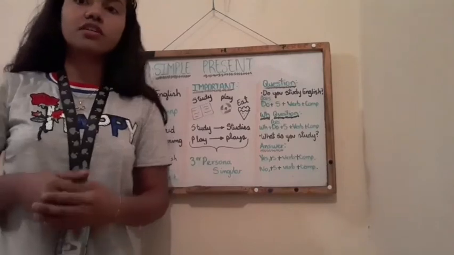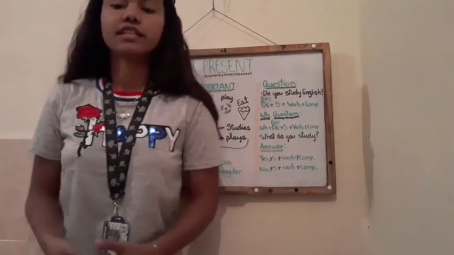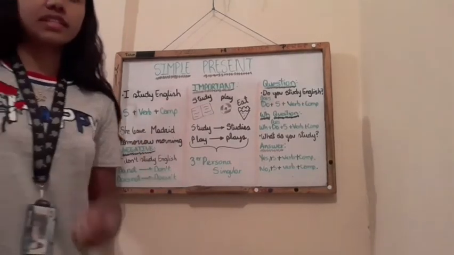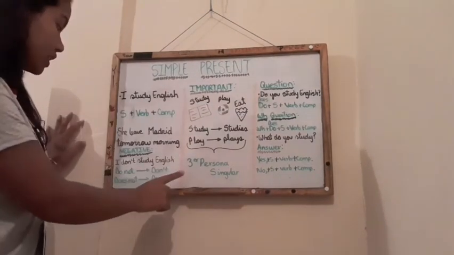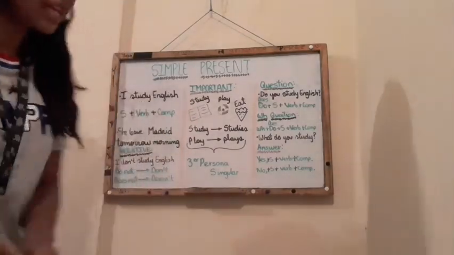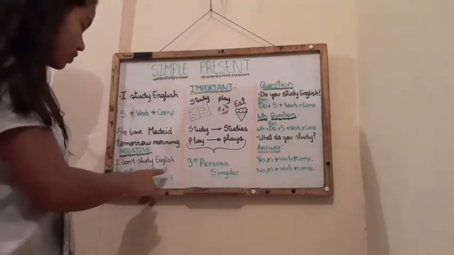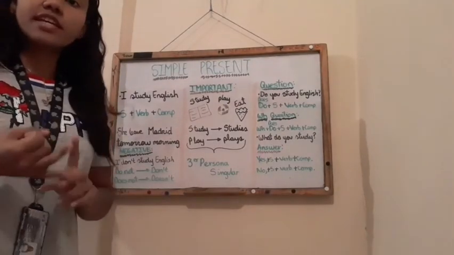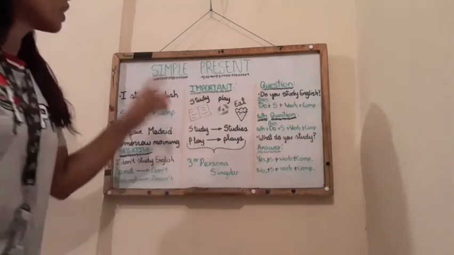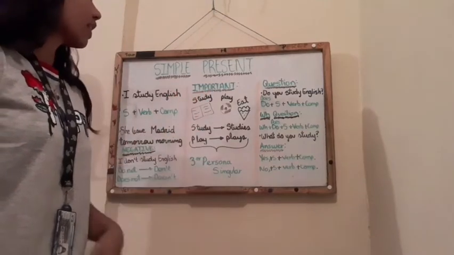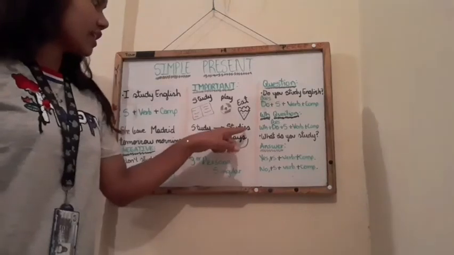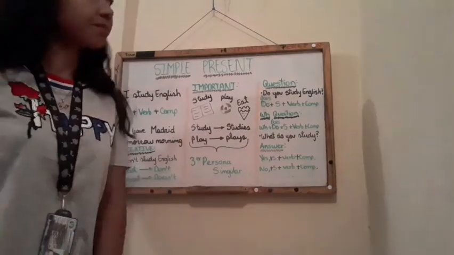It is also used to talk about a future action that is already planned. For example, she leaves Madrid tomorrow morning. In negative sentences, it is I don't study English. With I, you, they, we, it is do not or don't. With she, he, it, it is does not or doesn't. It's important to remember that the verb in the third person singular takes -s or -es.